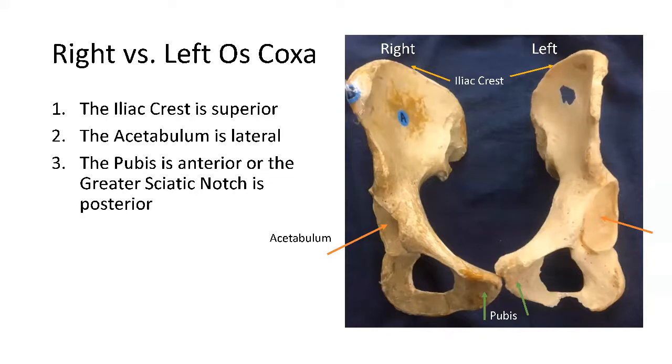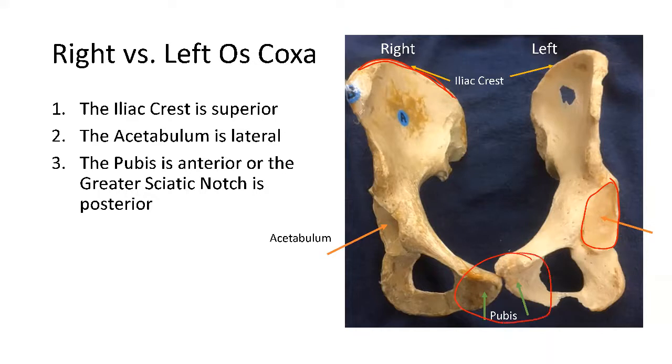Okay, let's look at how you tell right from left Os Coxa. What we see is that the iliac crest is superior. That's this piece up here. So we have to have that on top. The acetabulum, which is the orange arrows, I've labeled it on one side, but it's the orange arrows on both sides, is lateral because it makes the hip joint. And then this pubis is anterior.